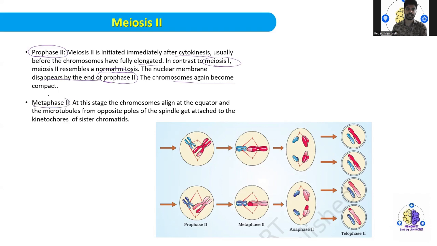So coming to metaphase 2, what happens? At this stage, the chromosomes align at the equatorial plate. Can you observe here? Same as meiosis 1 itself. The chromosomes align at the equator and the microtubules that you are seeing move to opposite poles of the spindle fibers. They get attached to the kinetochore of the sister chromatids. So this is the kinetochore of the sister chromatids.